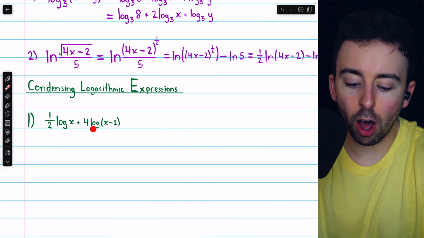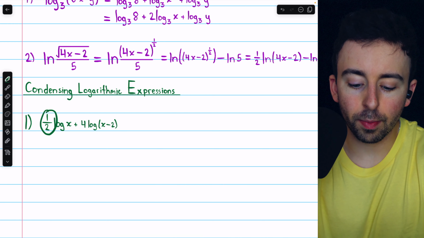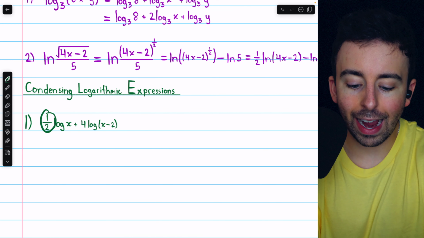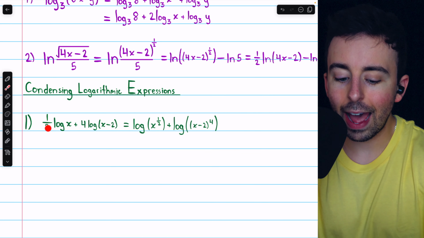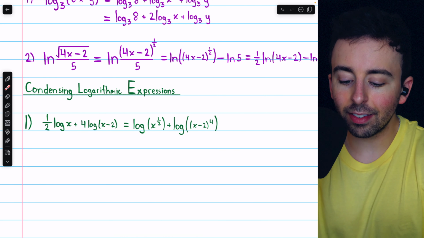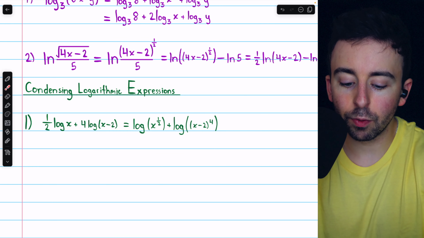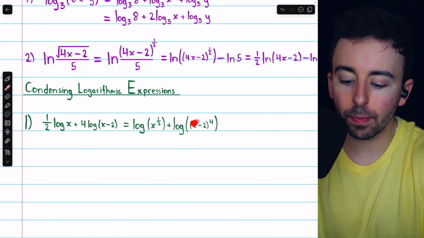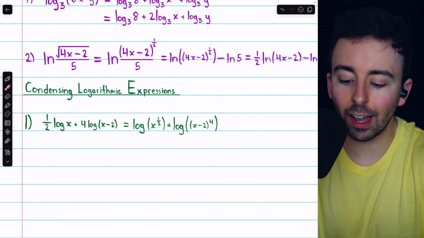Notice that this is the common log, which is assumed to have base 10. Each of these logarithms has a factor outside of it. So let's begin by bringing those factors into the log as a power. Having 1/2 outside the log is the same as having it as a power of the log's input. Having 4 outside the log is the same as having 4 as the power of the log's input. Now we have log of this plus log of this.